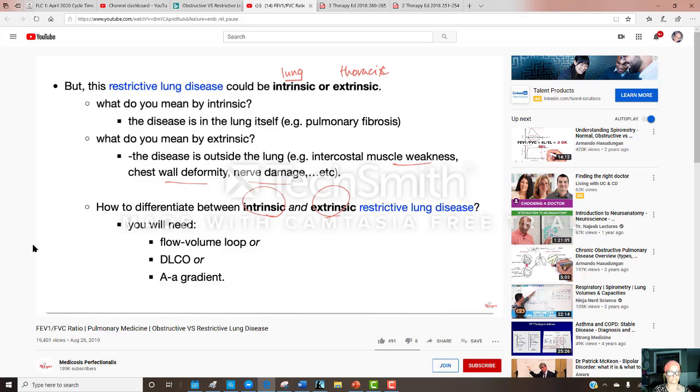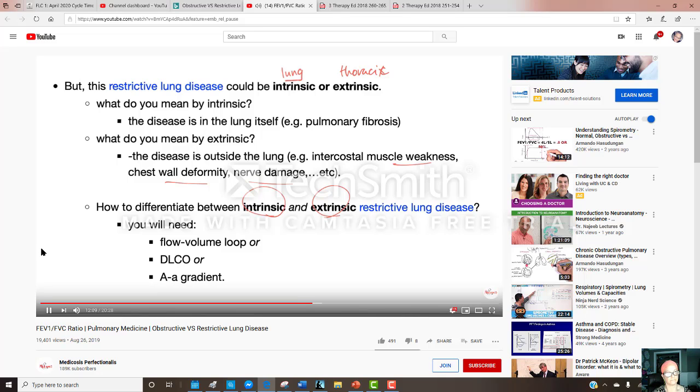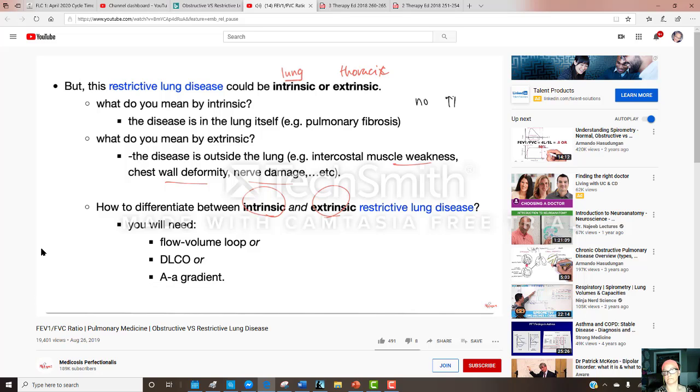After all, if you do FEV1 to FVC ratio, both can have normal or increased ratio. So the spirometry didn't help you distinguish between those two diseases, did it? So how do we solve this? You need something else. You need something called flow volume loop, which we'll talk about later, DLCO, which we'll talk about later, and AA gradient, which we'll talk about later.